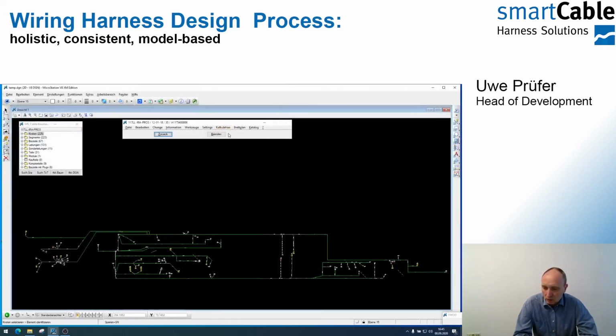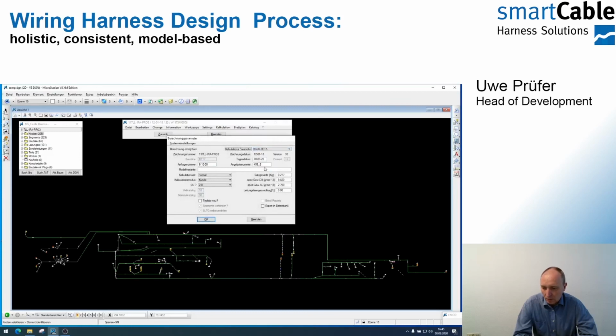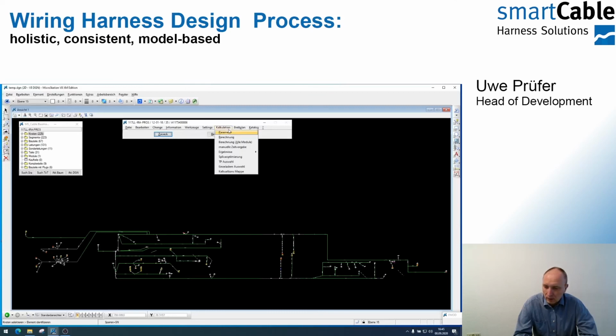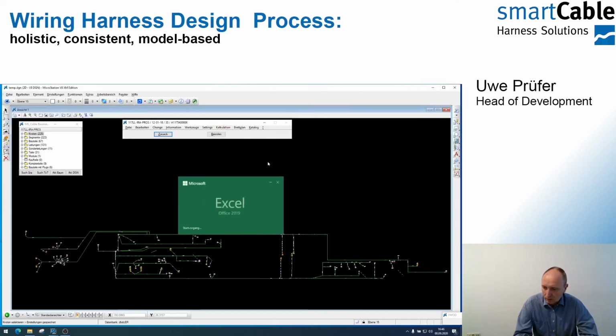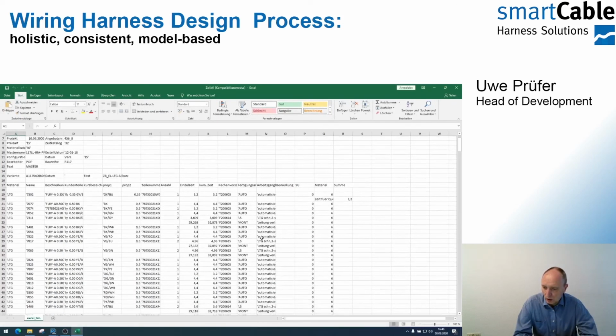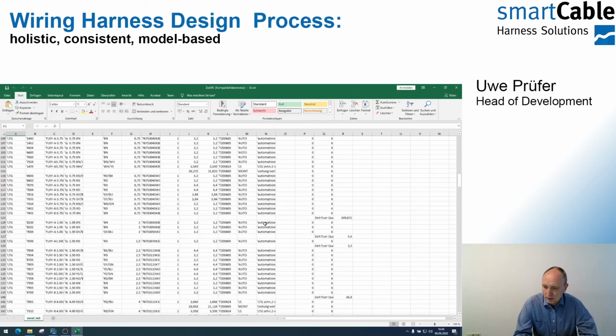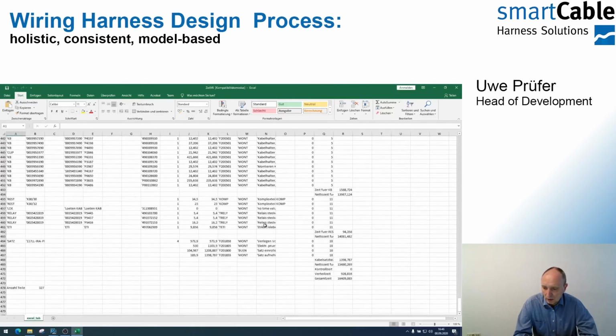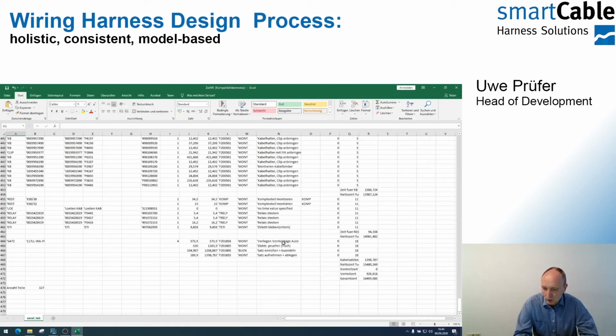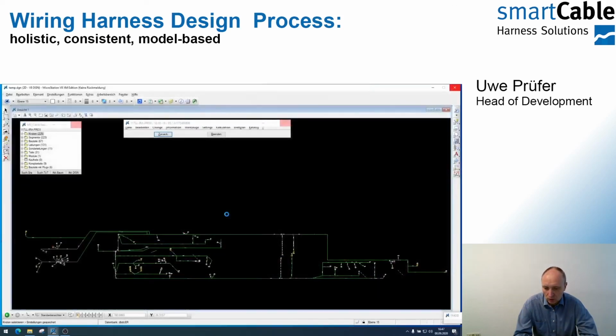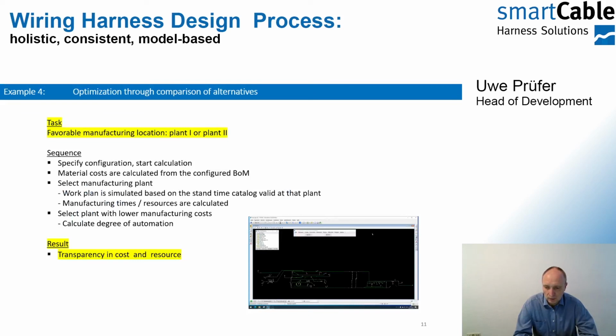So now I select my parameters for the second plant with the new resources and the new time catalog. I run the work planning simulation, and I see in the output of the work planning simulation that a lot of the wires can now be handled automatically on that automate, and at the end I have a new time to put that pre-assembly to the board, and I also see that the manufacturing time is reduced.